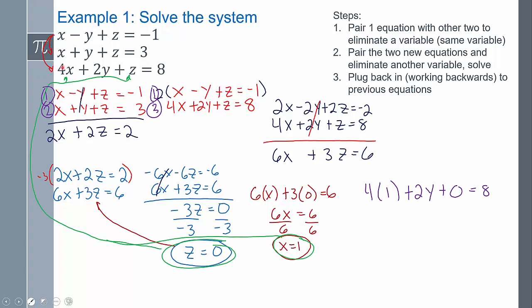And so plugging it back in, 4 times 1 plus 2y plus 0 equals 8. So that becomes 4 plus 2y equals 8. Subtract 4 on both sides. Divide both sides by 2. You get y equals 2.